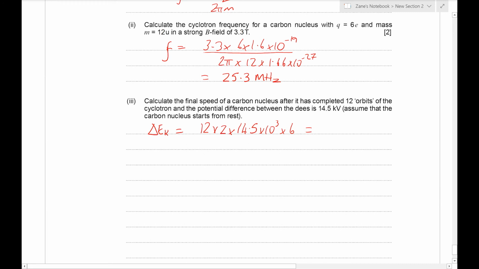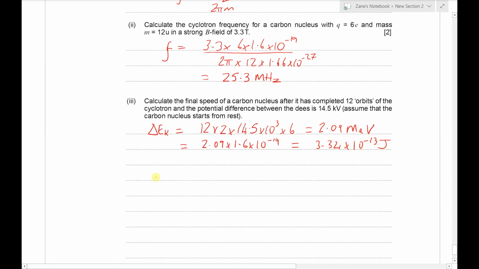If we put those into the calculator, we'll end up with about 2.09 mega electron volts. We're going to convert it into joules by multiplying by 1.6 times 10 to the minus 19, which gives us 3.34 times 10 to the minus 13 joules.